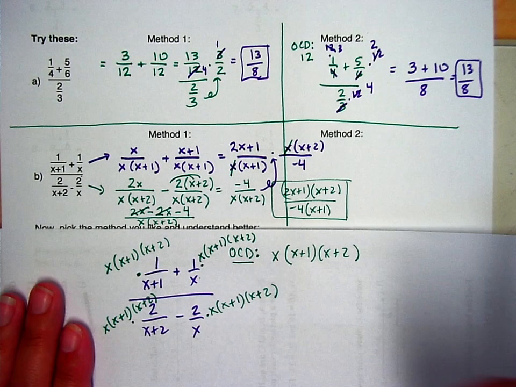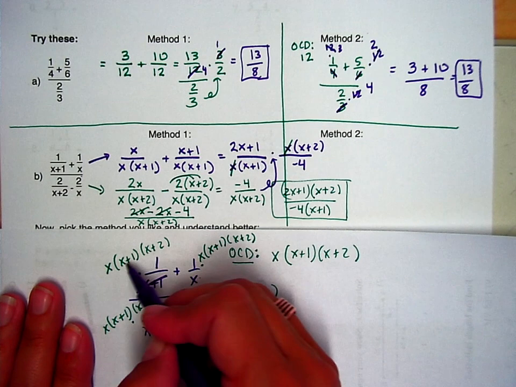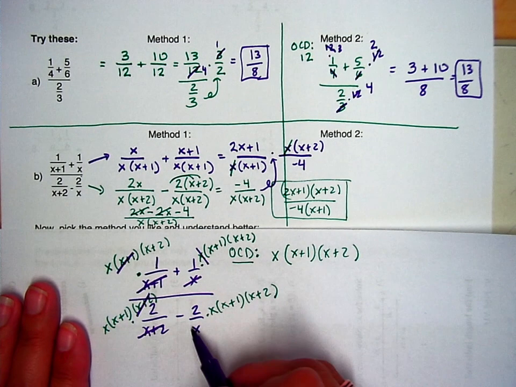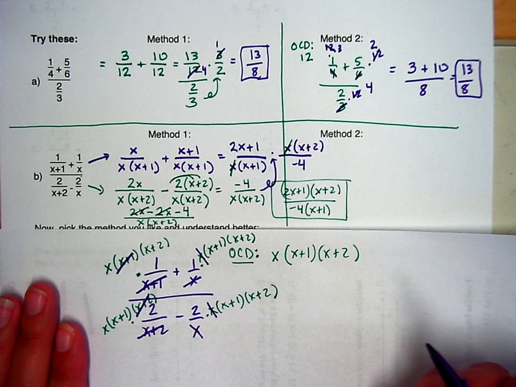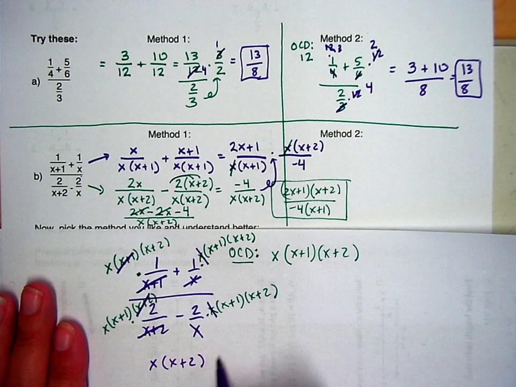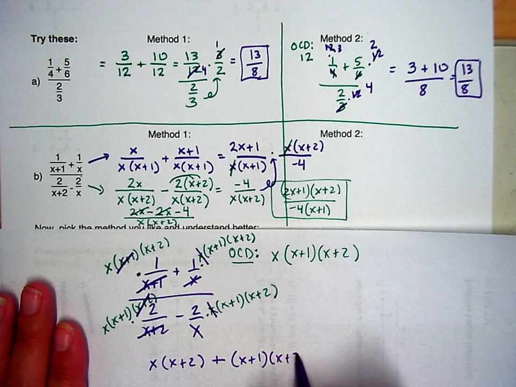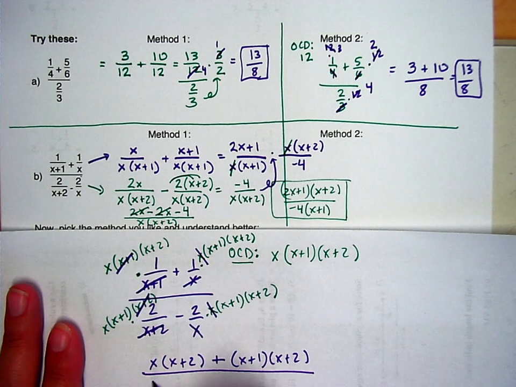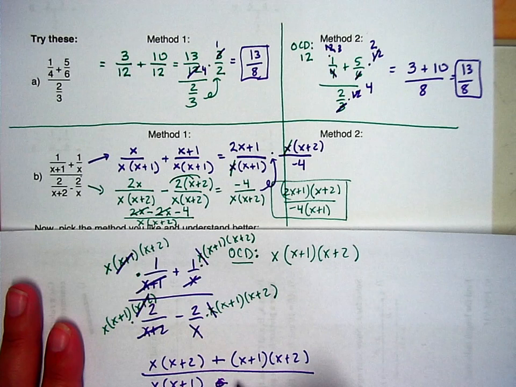Now we get the fun part. This is the canceling part. So x plus 1s are gone. x is gone. x plus 2 gone, and x gone. So let's see what's left. Here I'm left with x plus 2 plus x plus 1 times x plus 2. Down here I'm left with x plus 1 plus, minus 2 x plus 1, x plus 2.